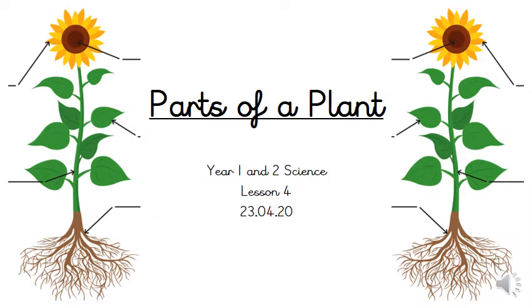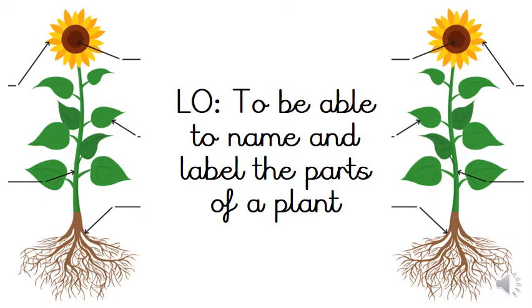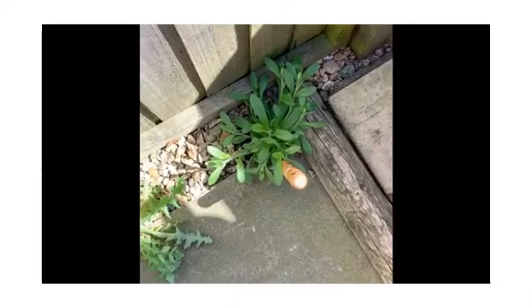Parts of a plant, Year 1 and 2 Science, Lesson 4. So today, Year 1 and 2, we are learning all about the different parts of a plant. Our learning objective today is to be able to name and label parts of a plant. So, let's get started. Hi Year 1 and 2.